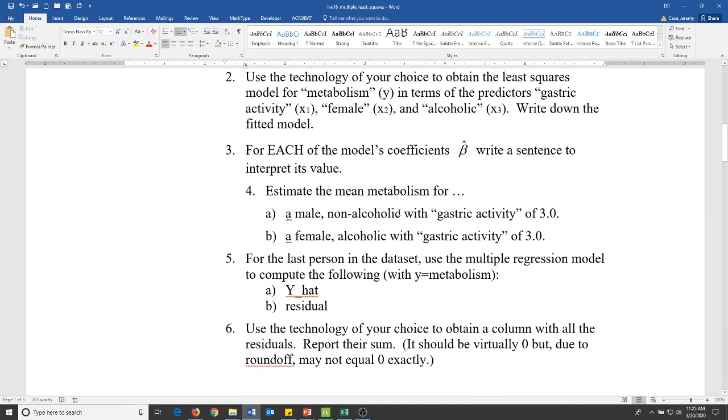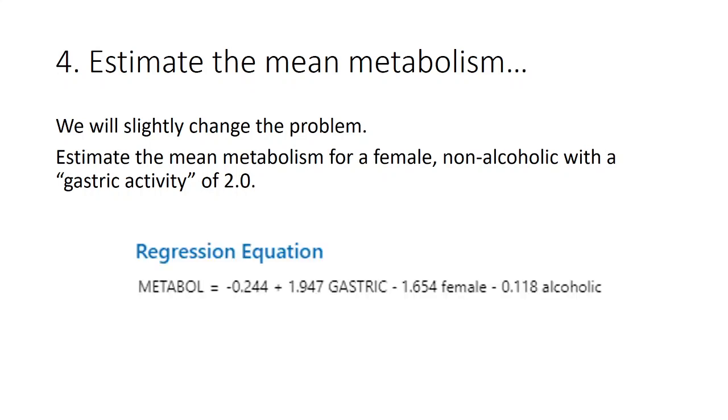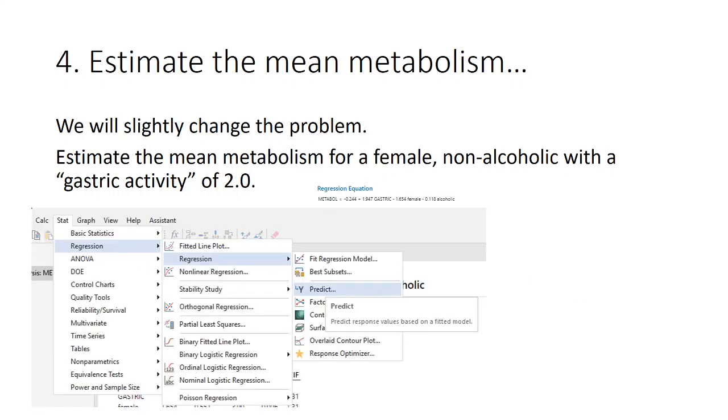Let's talk a little bit about number 4, a male non-alcoholic with gastric activity of 3.0. We're going to change that slightly to a different problem. So we're going to estimate the mean metabolism for a female non-alcoholic with a gastric activity of 2.0. This is the regression equation that I got. I hope that you got something similar.